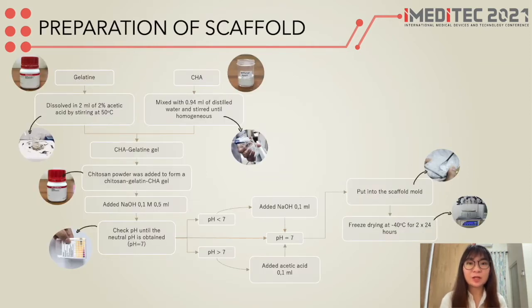Gelatin was dissolved in 2 ml of 2% acetic acid by stirring at the 50 Celsius degree. The carbonate hydroxyapatite was mixed with 0.94 ml of distilled water and stirred until homogeneous. The diluted carbonate hydroxyapatite was mixed with gelatin gel, and then chitosan powder was added to form a chitosan, gelatin, and carbonate hydroxyapatite gel. 0.5 ml of 0.1 molar sodium hydroxide were added to neutralize the acid. The pH was checked to get the neutral pH, which is 7, which was then added into the scaffold mold and frozen at minus 40 Celsius degree for 48 hours.